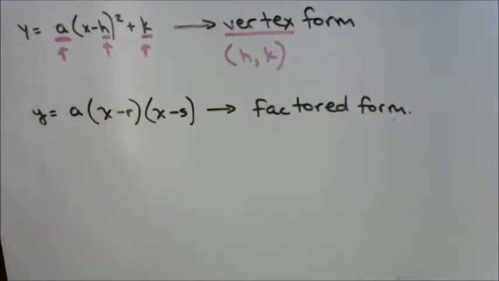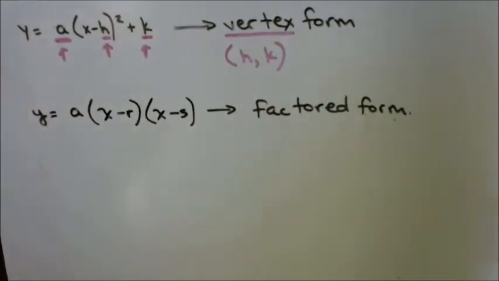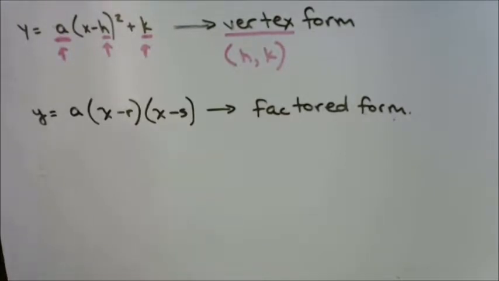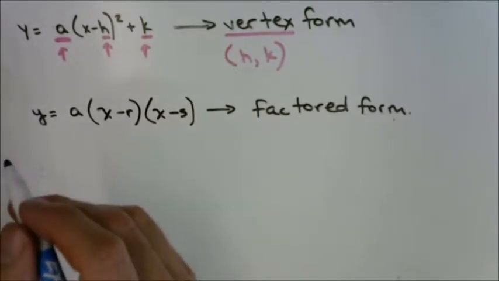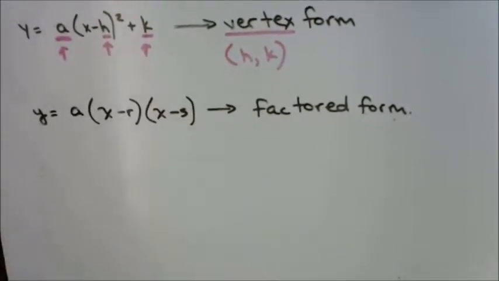We're going to do a little investigation, a little activity to help us understand what happens in factored form and what information it gives us for free without any work. Just like vertex form gave us the vertex, factored form is going to give us something about this parabola. So number one on your worksheet asks you to create a table of values for the equation given there: y equals 2(x minus 5)(x plus 3), using values of x from negative 6 to positive 6.